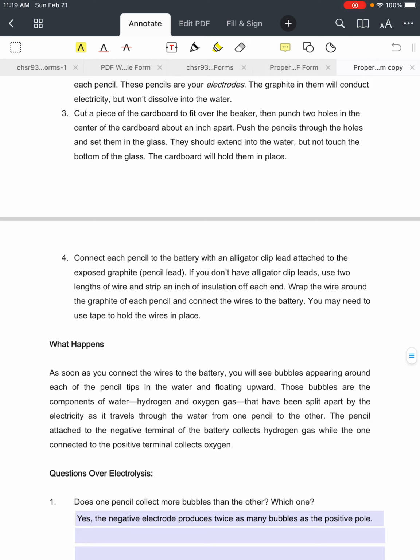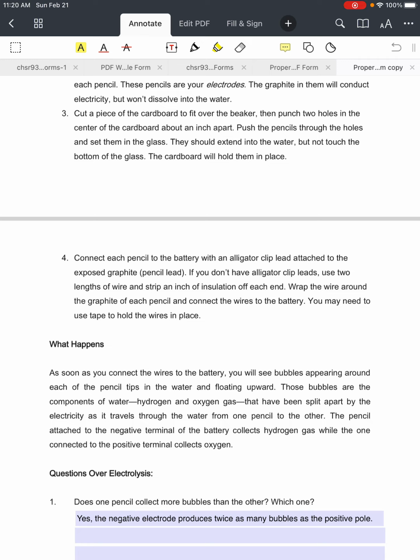Okay, now in this next property of water, we looked at what components water is made of, and we hooked up a battery to two electrodes. We used the pencil leads of pencils for electrodes, and we saw bubbles being produced, hydrogen and oxygen gas being produced as we passed a current through the water, which had in it an electrolyte. I just used baking soda or sodium hydrogen carbonate. So does one pencil produce or collect more bubbles than the other? Which one? Yes, and it's the negative electrode, which, by the way, is also known as the cathode, or the place where the reduction takes place.